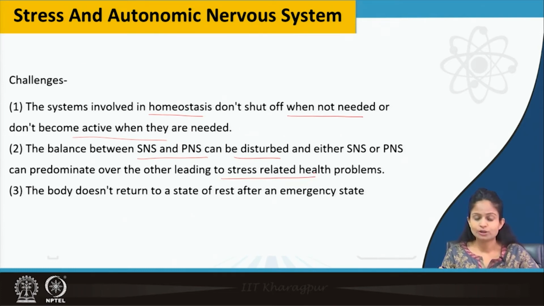Also, there is the case when the body does not return to the state of rest after an emergency state. That is why, whenever we perform an autonomic function test, we always keep a post recovery period. We want to see, after the stress test or the provocative test, whether the person's autonomic nervous system is coming back to the rest level, because if it does not, it again poses a challenge to the autonomic nervous system.